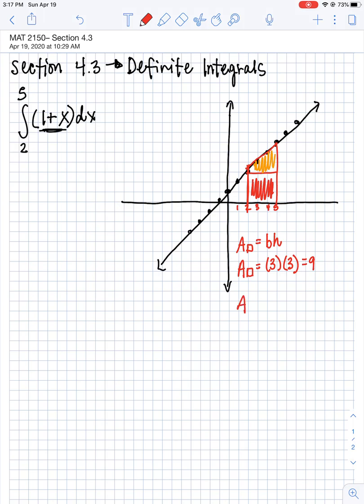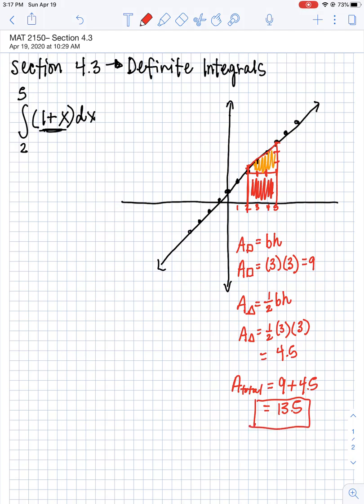The area of the triangle: the base is still 1, 2, 3. The formula is 1/2 base times height for a triangle. So the area of the triangle will be 1/2 the base, which we said was 3, and the height is also 3. We said that area equaled 4.5 when we did the calculations. And so the area of the total equaled 9 plus 4.5, which equals 13.5. I want you to remember that because that will come up in just a minute.